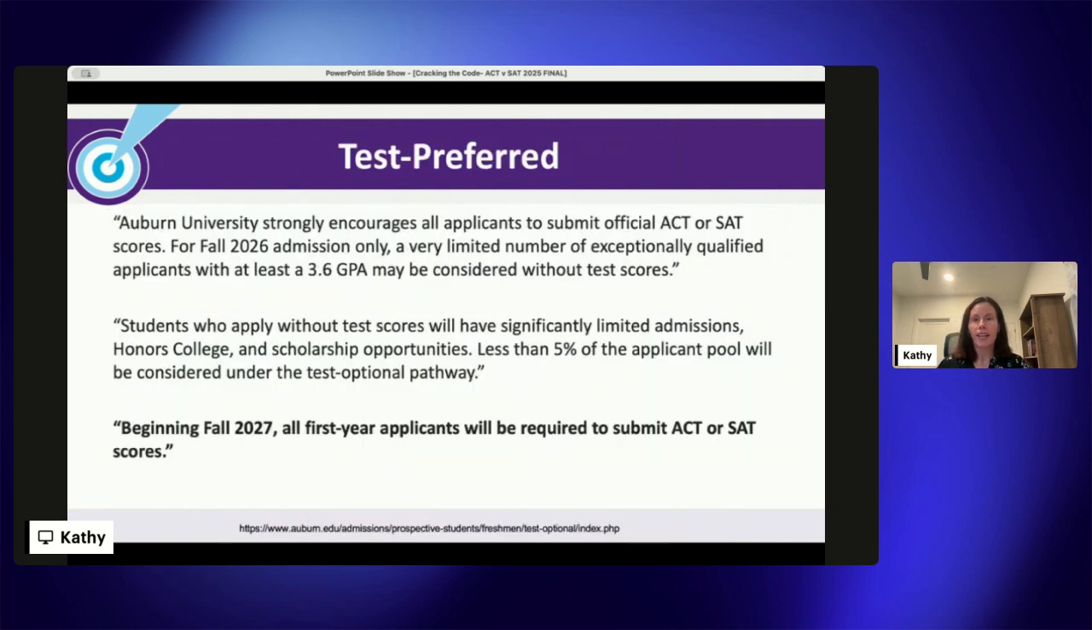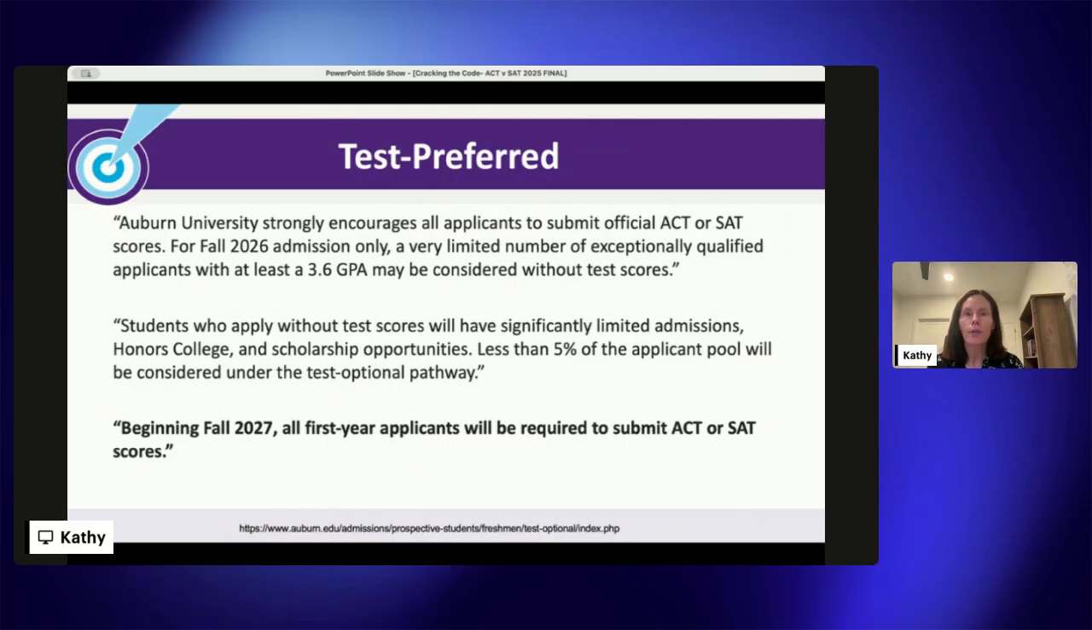Let me just give you a quick overview of a test preferred school. This is Auburn University, which also announced that beginning fall 2027, all first-year applicants will be required to submit ACT or SAT scores. I'm not going to read through every word on the screen, but you can see here for fall 2026 admission only, a very limited number of exceptionally qualified applicants with at least a 3.6 GPA may be considered without test scores. Less than 5% of the applicant pool will be considered under the test optional pathway.